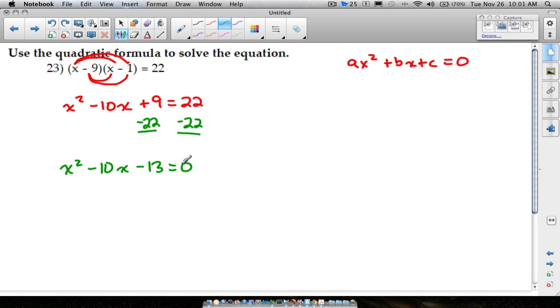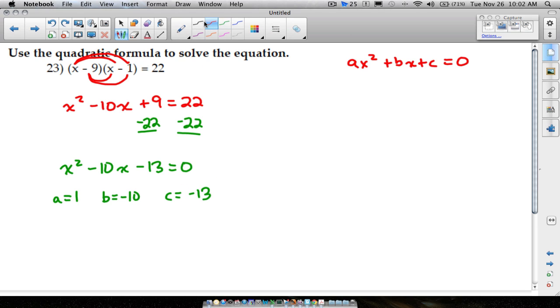Now you might try to factor this, but it won't factor because there are no two numbers that multiply to give you negative 13 and add to give you negative 10. So we'll use the quadratic formula here. Notice now we do have it in the form ax squared plus bx plus c equals 0. A is equal to 1, b is equal to negative 10, and c is equal to negative 13.